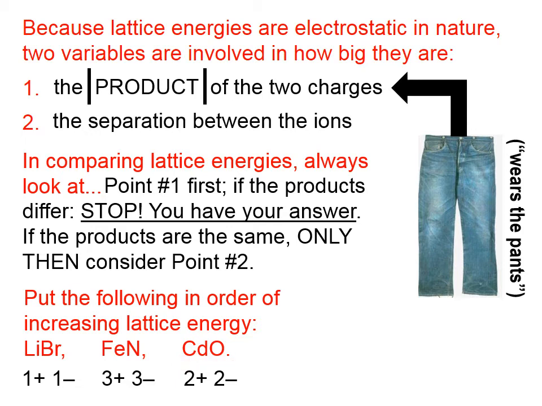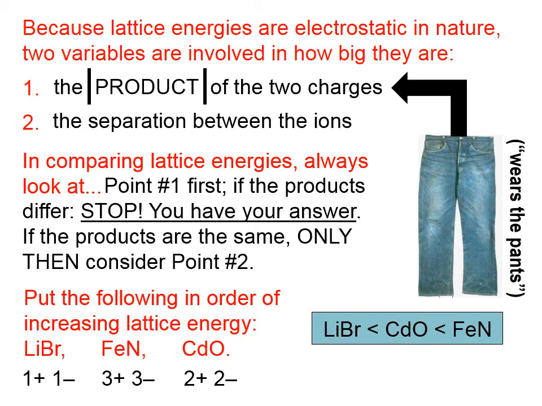Since those products differ, we do not have to consider the size of the ions. We simply say lithium bromide would have the lowest lattice energy and iron 3 nitride would have the highest. Lattice energy, of course, is related to things like melting point. So if we had to guess, we would say that of these three compounds, iron 3 nitride would have the highest melting point and lithium bromide would have the lowest.